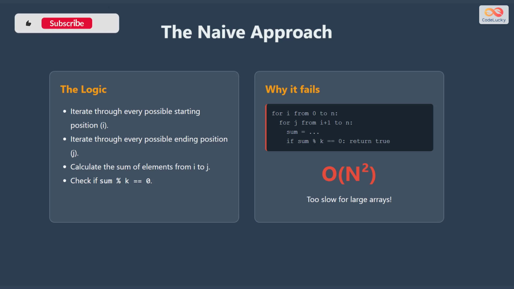A beginner's first instinct might be to check every single possibility. We could use 2 loops, one for the start of the subarray and one for the end. We would calculate the sum for every combination and check if it is divisible by k. Unfortunately, this results in O of n squared complexity. For large arrays with thousands of elements, this approach is far too slow and will likely time out.